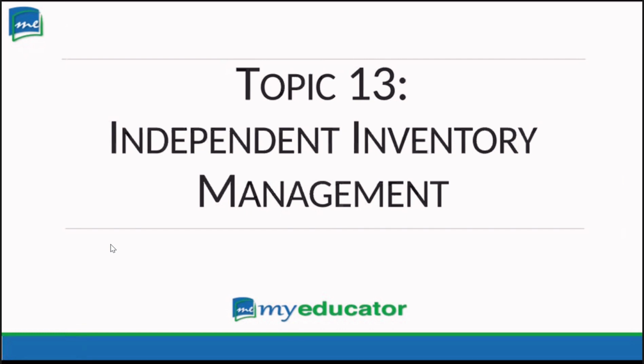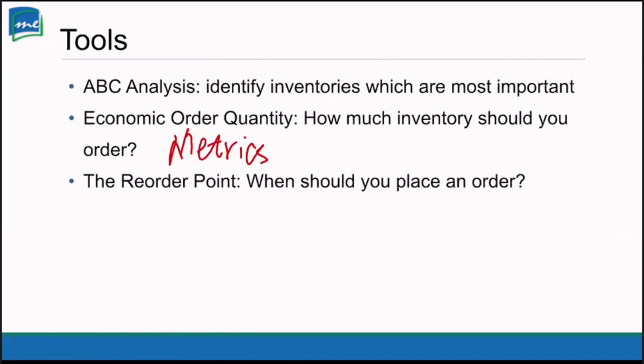We continue learning the how dimension of independent inventory management. In the last video, we discussed how to apply the ABC analysis to identify the most important inventories. In this video, we start to discuss the EOQ and the three common metrics we use to evaluate inventory management. So we start with the metrics here and then we move to the EOQ.